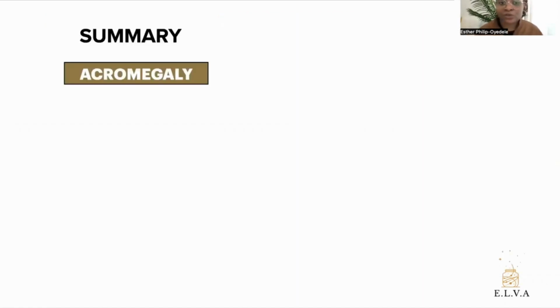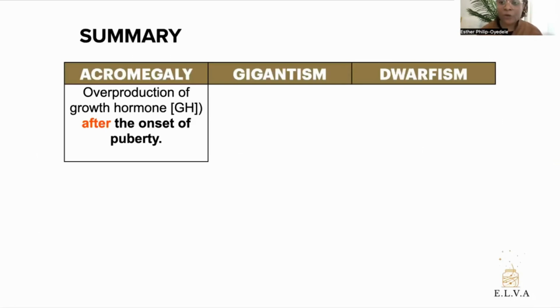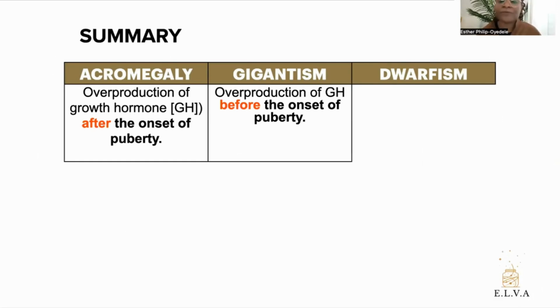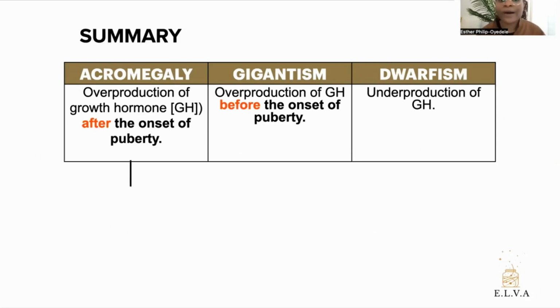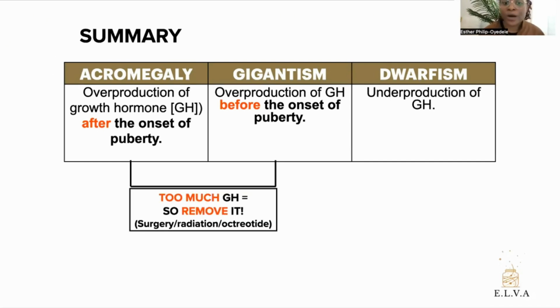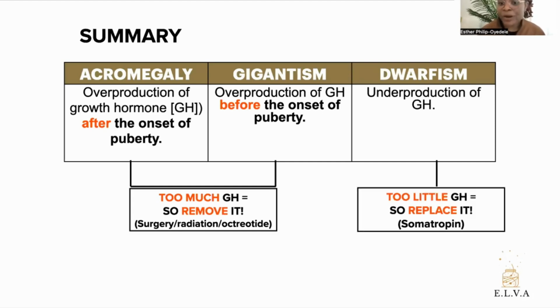So once again, just to remind you of what we just talked about, acromegaly is an overproduction of growth hormone after the onset of puberty. Gigantism, an overproduction of GH before the onset of puberty. So acromegaly, adults, gigantism, children, and dwarfism is underproduction of GH, which mostly occurs while you're growing as a child. All right. So with acromegaly and gigantism, you have too much. We're going to fix it by removing it. We can do surgery, radiation, or the medication octreotide. For dwarfism, you have too little. We're going to fix it by replacing it. So we're going to give you somatropin, or we can do surgery to remove whatever tumor might be causing this.